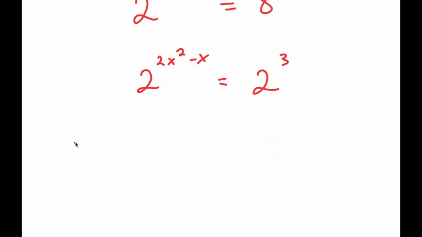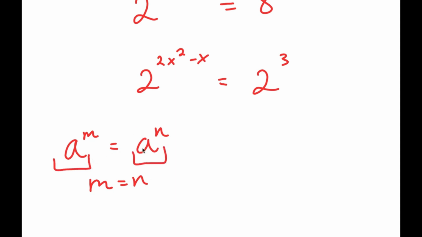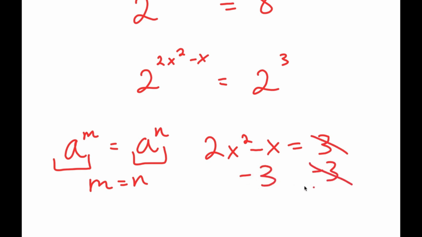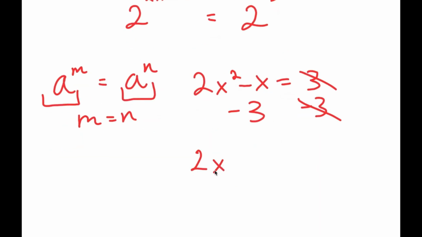So now another property of exponents is that if I have something in the form a to the power of m is equal to a to the power of n, this means that m is equal to n. In other words, if the bases of two expressions are the same, that means the exponents are equal to each other as well. So now I have 2x squared minus x is equal to 3. And if I subtract 3 on both sides, I get 2x squared minus x minus 3 is equal to 0.